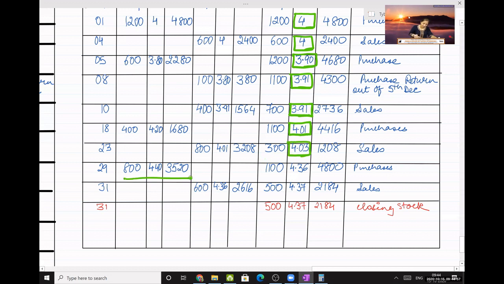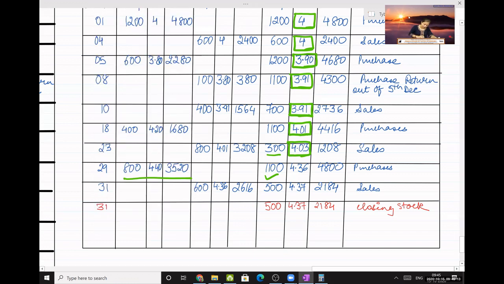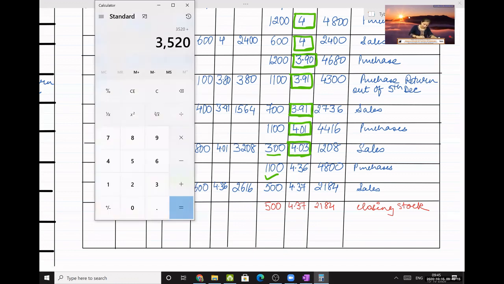Again, there is a purchase. Quantity add karo, 300 plus 800 is 1100. Add the amount, 3520 plus 1208. Yeah, 3520 plus 1208. So 4728.